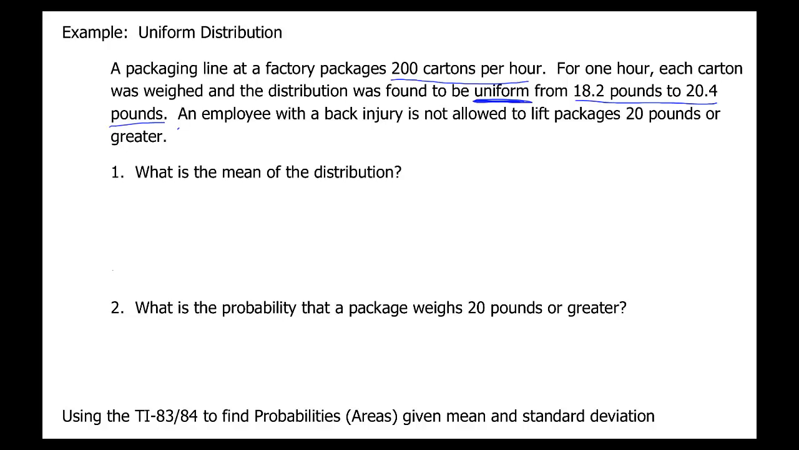But before we even do that, let's draw it and get some values in place. So the mean is going to be in the middle. We don't know what it is yet. And then it's a uniform distribution, so it will be a rectangle. And the distribution goes from 18.2 to 20.4.